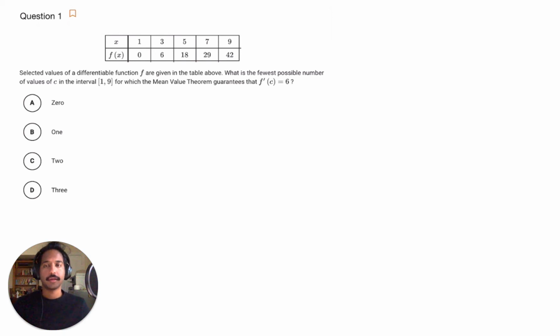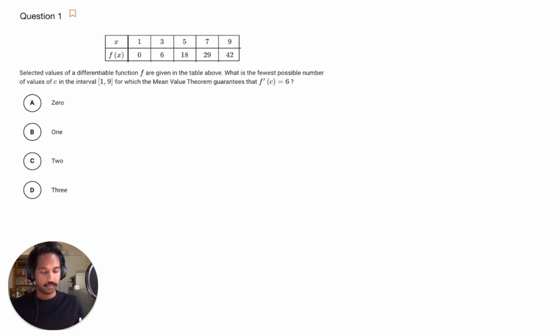Hi everyone. Question 1 states: selected values of a differentiable function f are given in the table above. What is the fewest possible number of values c in the interval 1 to 9 for which the mean value theorem guarantees that f prime of c is 6? Now, a couple things that are important to note.